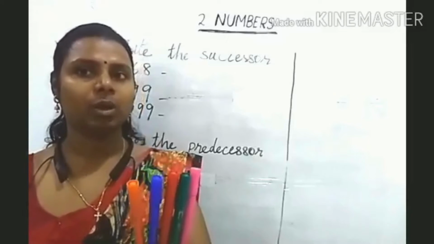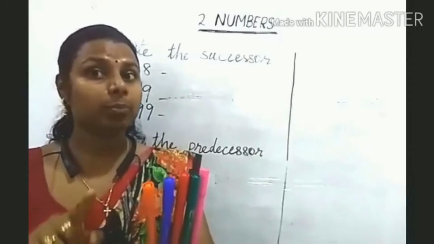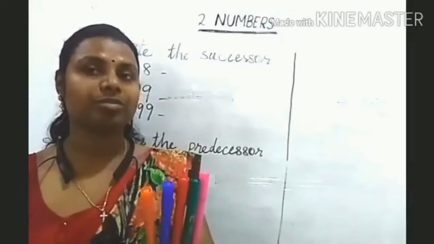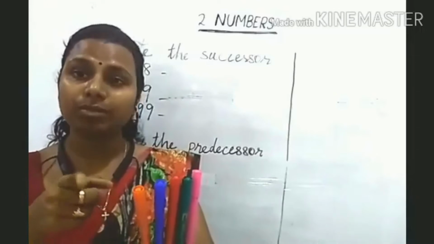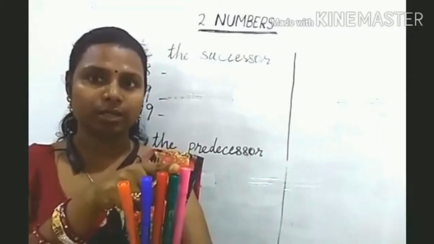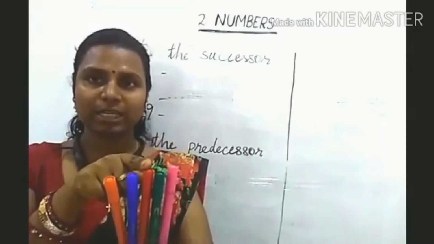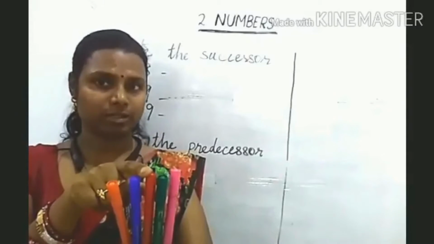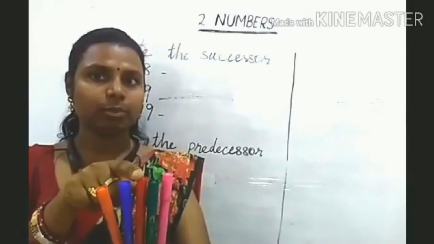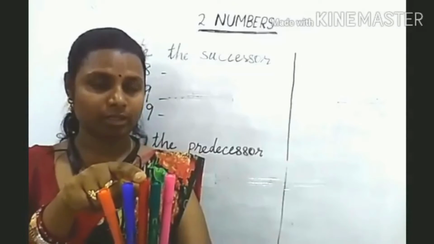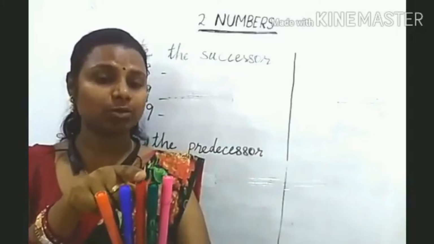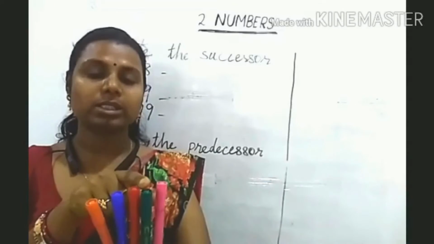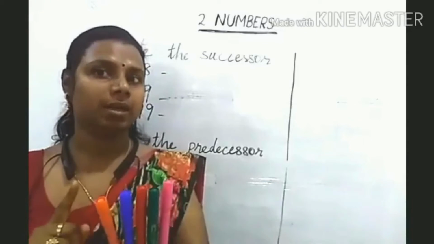Okay. Now, what is the previous color of green? Green is here. The previous color is red. What is the predecessor of green? It is red.